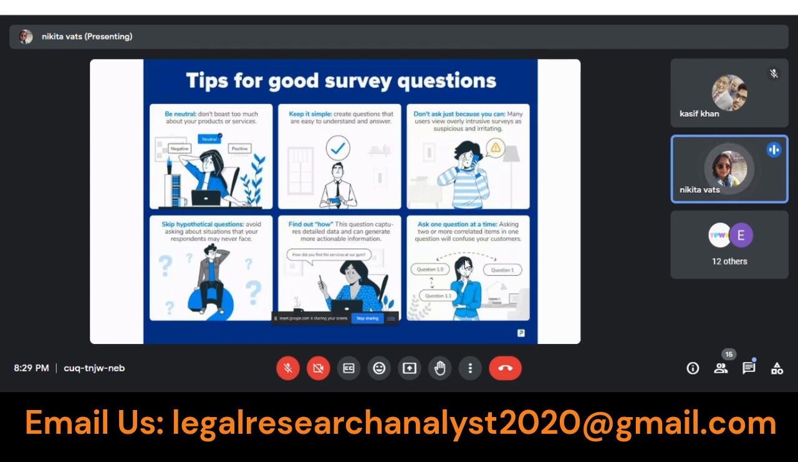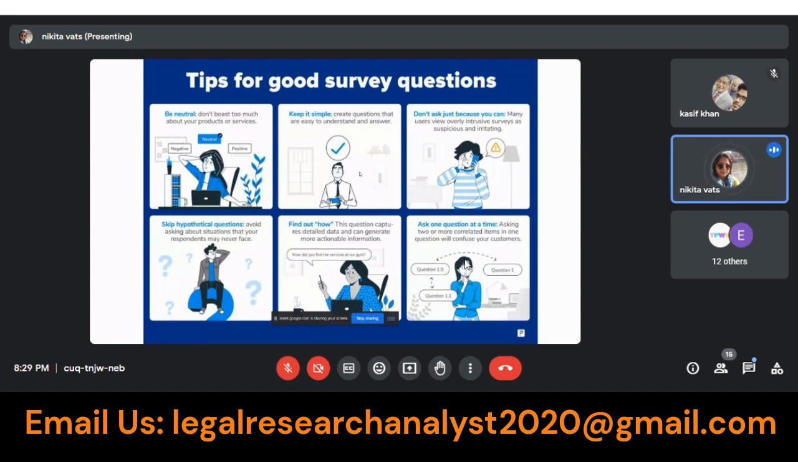Now, these are some very simple tips for good survey questions. First is be neutral. You should be neutral about your questions. For example, it's a dichotomous question, and you are giving options like poor and very poor only. Maybe the person is happy or they feel that it's good. So you have to be neutral, right?